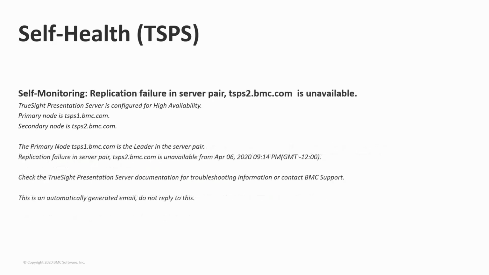This is the type of email received when one of the nodes of the pair is down. It shows that TSPS 2, the secondary node, is currently down. There could be a legitimate reason for this, such as server maintenance.